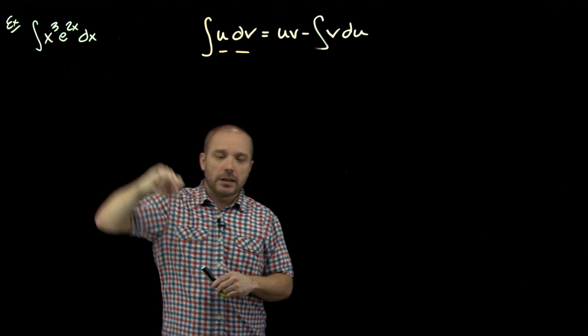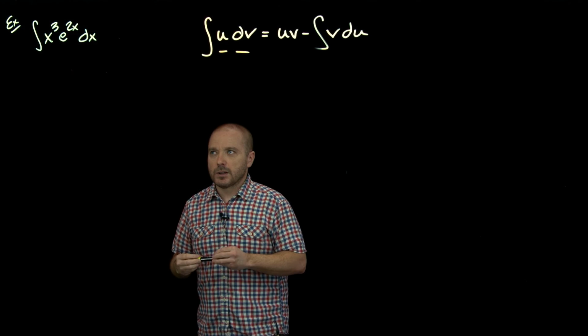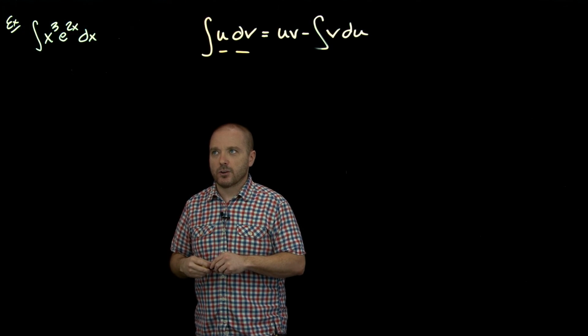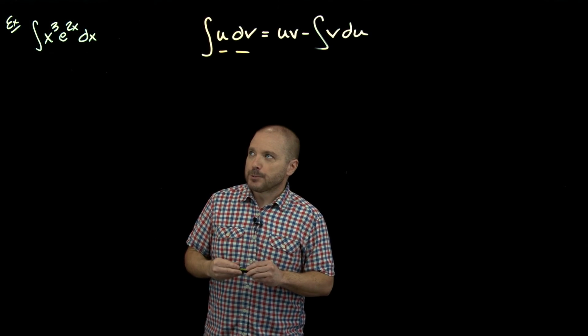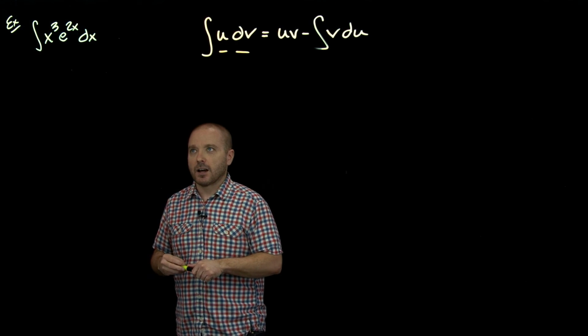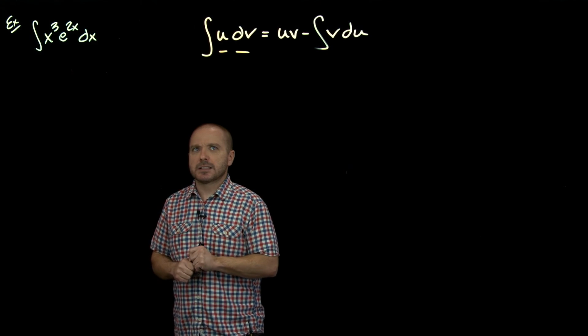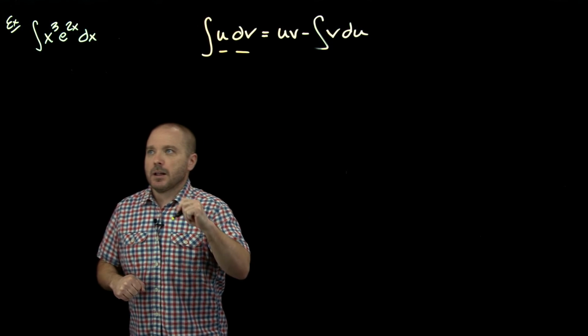x cubed e to the 2x, similar to the one we did before, but it's higher degree, and we do have a constant coefficient there in front of x, a non-1. So let's take a look. Same logic, though, as before.